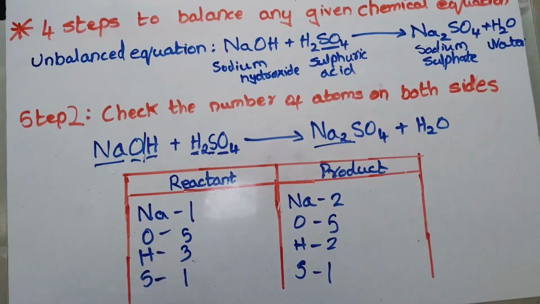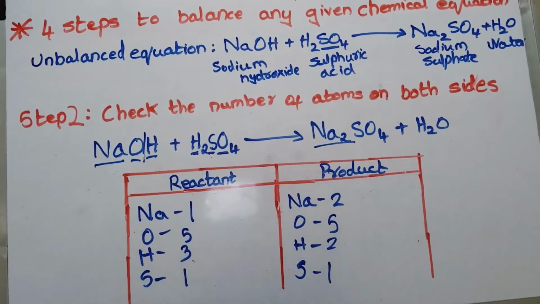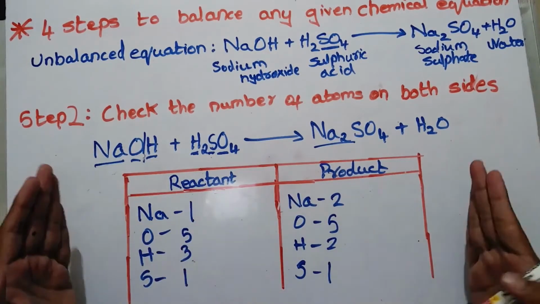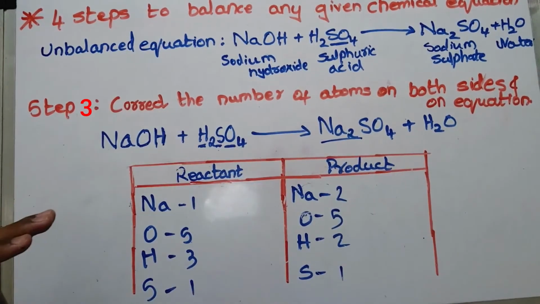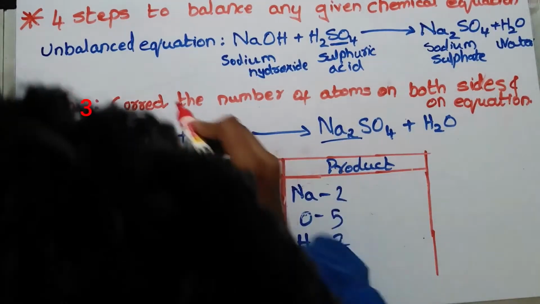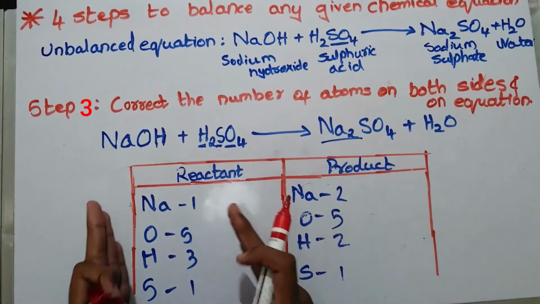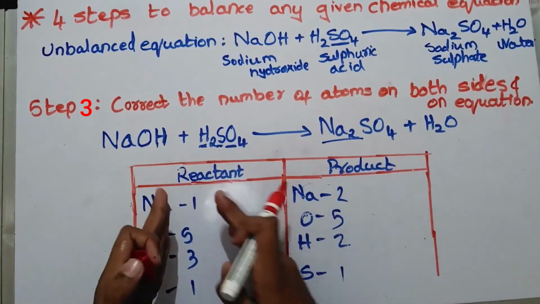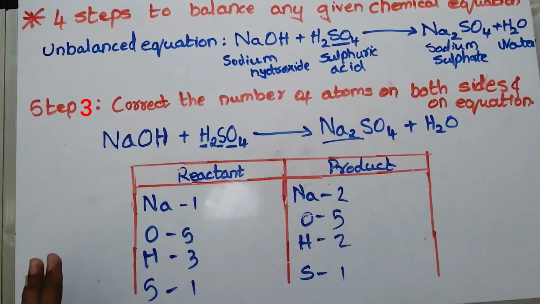So now we will be looking at how we can bring the given unbalanced equation to a balanced equation. The third step is to correct the number of atoms on both sides, on the reactant side and the product side. We have to see that the number of atoms of each element is the same on both sides. That's actually a simple process.